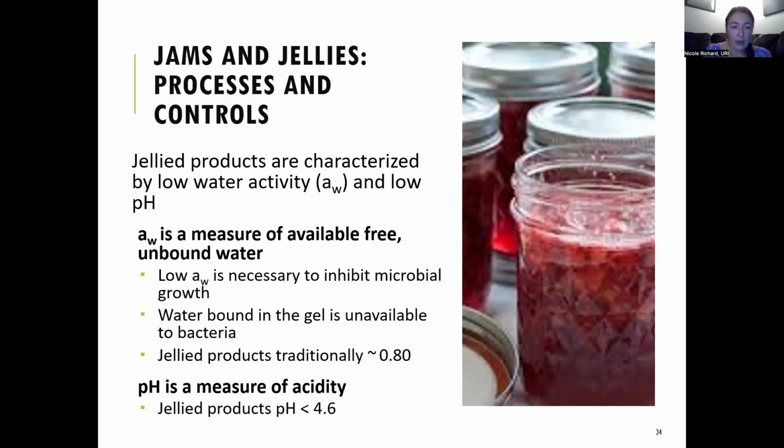So that low water activity will inhibit microbial growth because the water is bound in a gel and it's now unavailable for the bacteria to use. And jellied products traditionally have a water activity of about 0.80. Water activity is measured on a scale of 0 to 1, with 1 being pure water. pH is a measure of acidity, and jellied products typically have a pH below 4.6. So usually around 3, in the low 3 range.